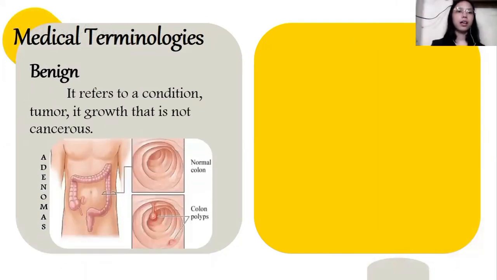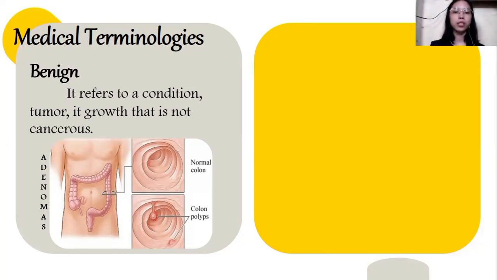First is benign. Benign refers to a condition, tumor, or growth that is not cancerous. Benign, a mild type or character that does not threaten health or life, especially not becoming cancerous. An example is adenomas. A common type of adenoma is a polyp in the colon, which you can see in the picture, the difference of a normal colon and colon polyps.